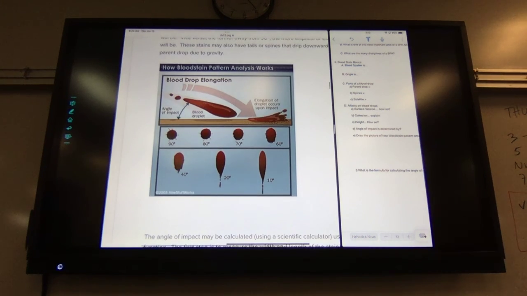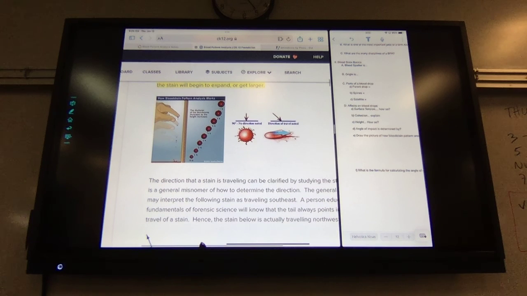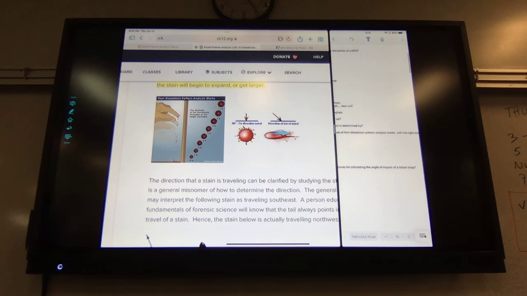You have a lot of examples down below. We're going to be sketching in the next questions, E and F. Draw a picture of how blood stain pattern analysis works with the right angle triangle. So you're going to be drawing it there.